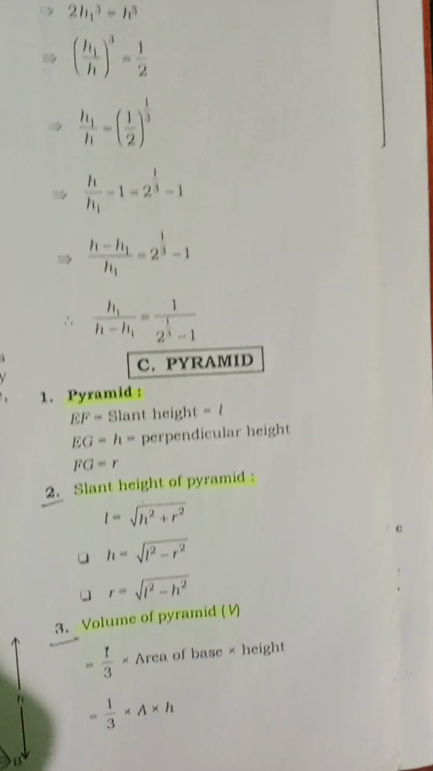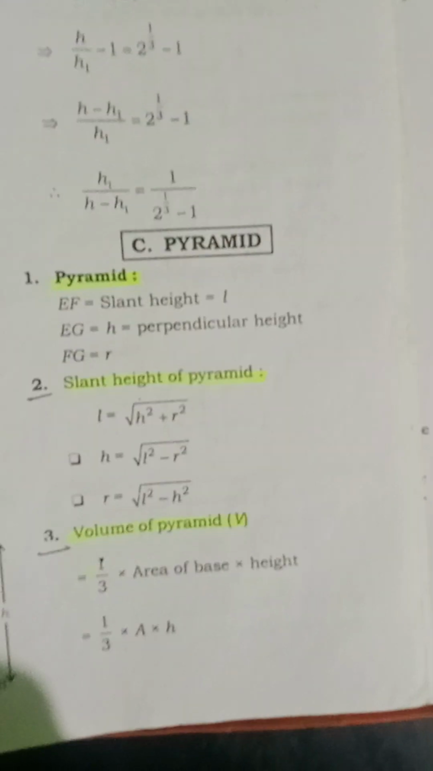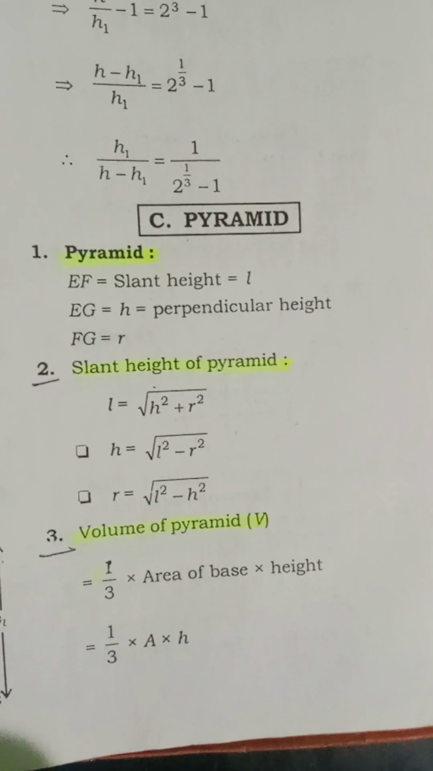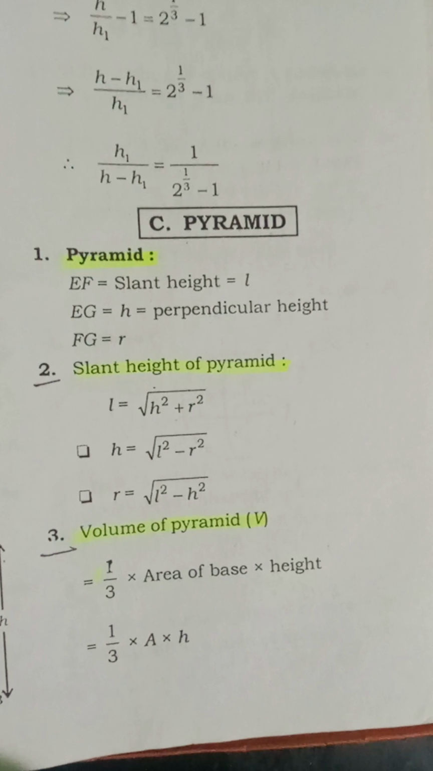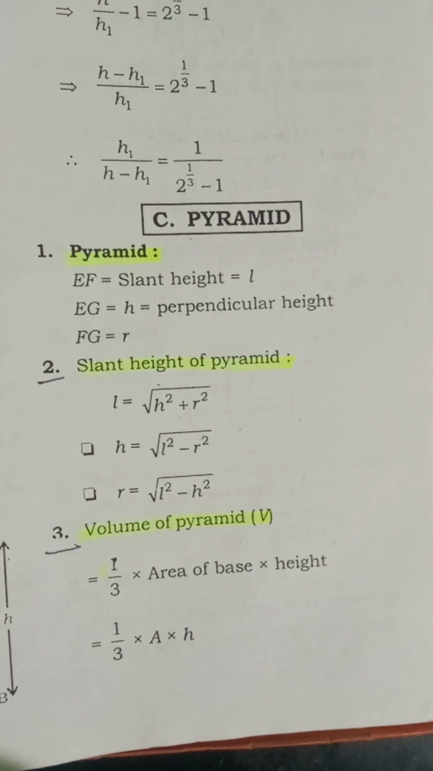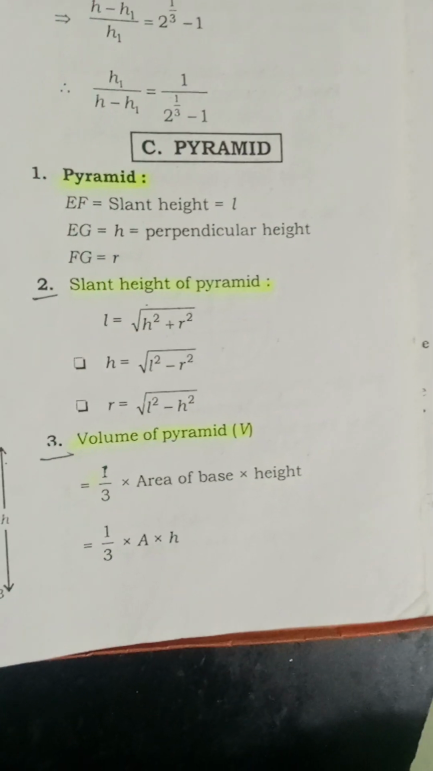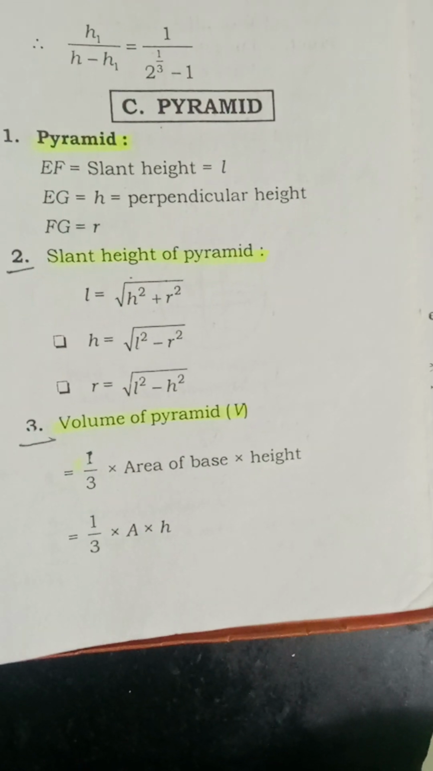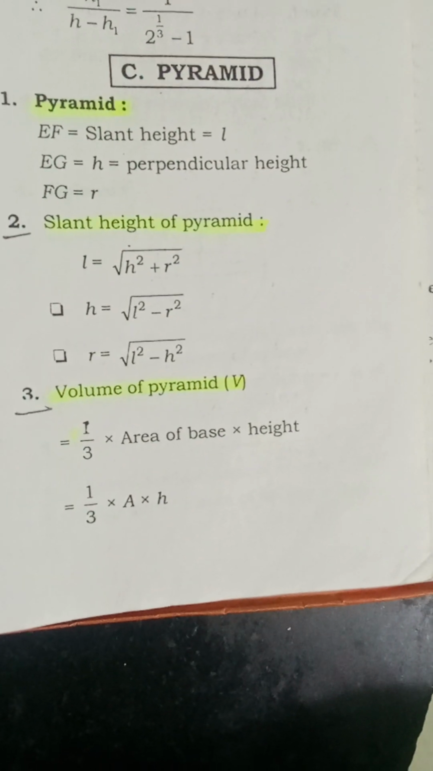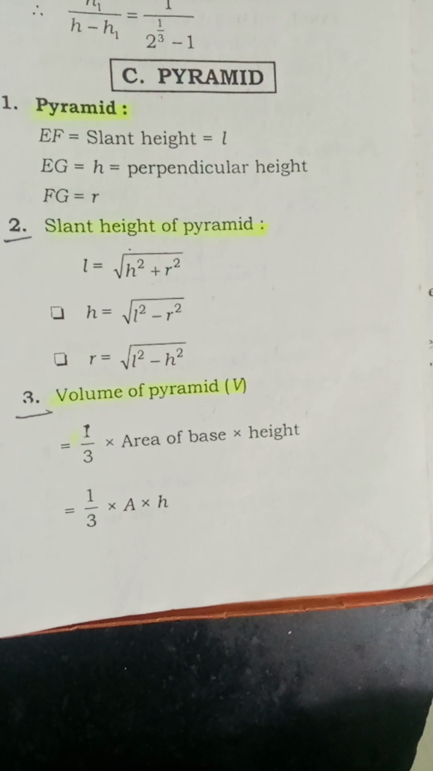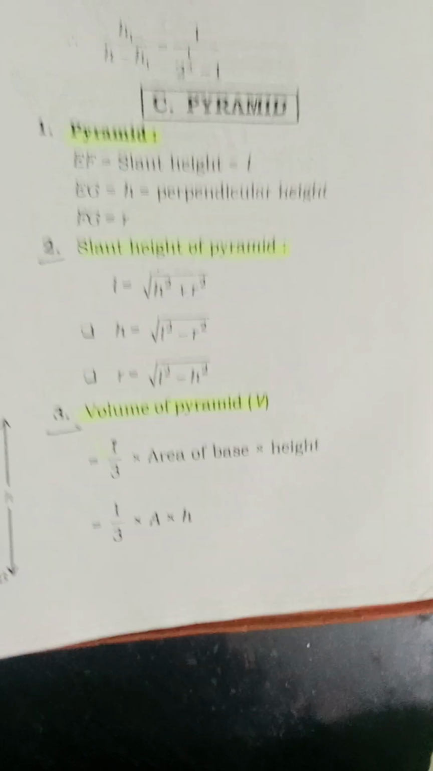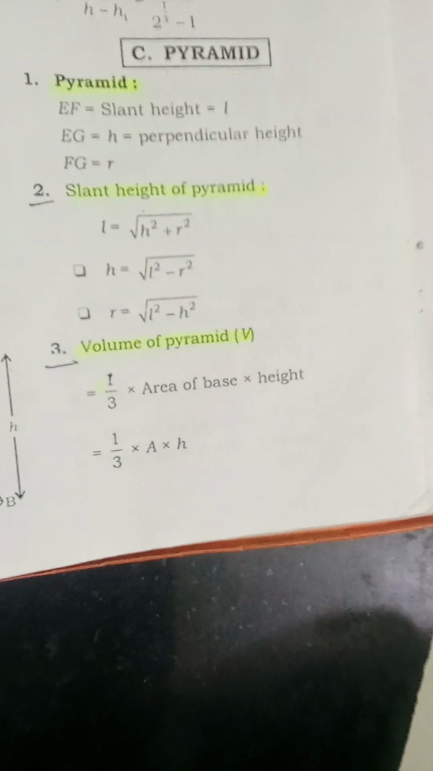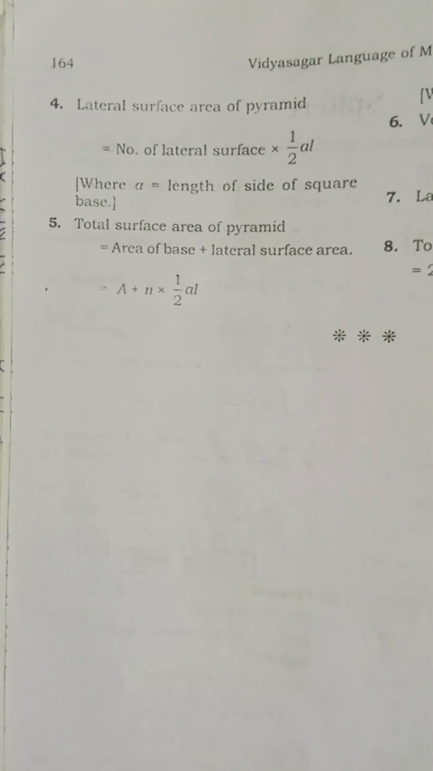Pyramid formula. EF slant height, EG perpendicular FG. Volume of pyramid is V is equal to 1 by 3 area of base into height. This is a basic formula.